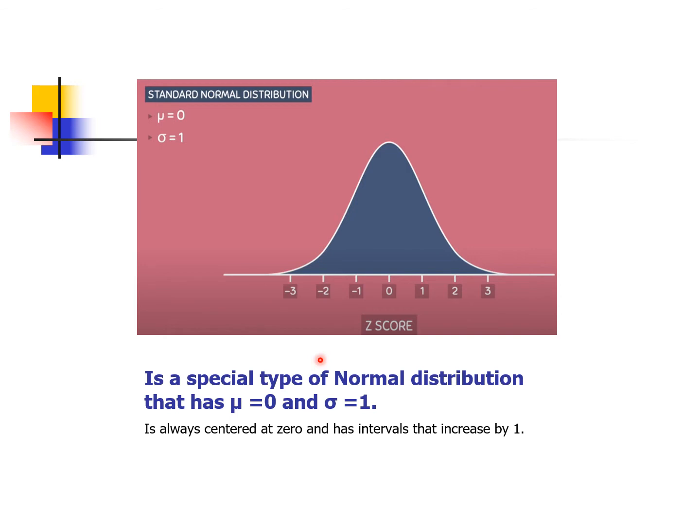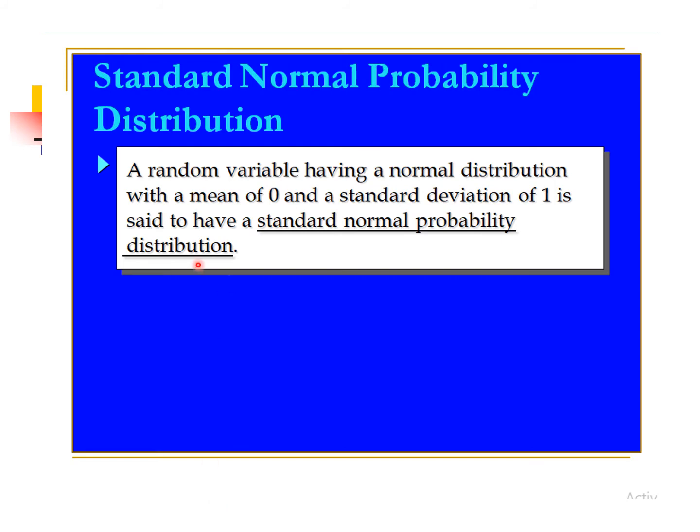So the standard normal distribution is a special type of normal distribution that has a mu of 0 and a standard deviation of 1. Thus it is always centered at 0, and it has intervals on both sides that increase by 1. So you can say that a random variable having a normal distribution with mean 0 and standard deviation 1 is said to have a standard normal probability distribution.